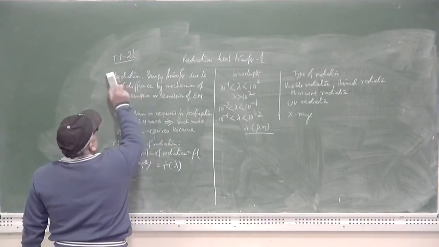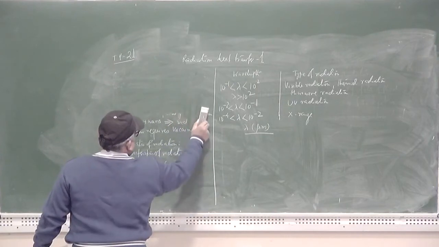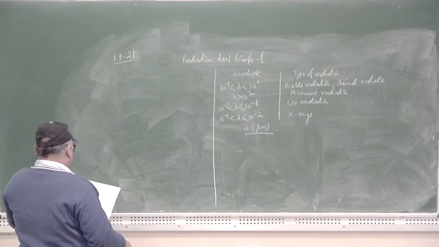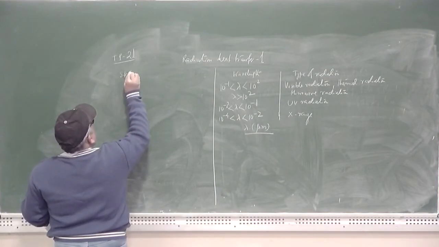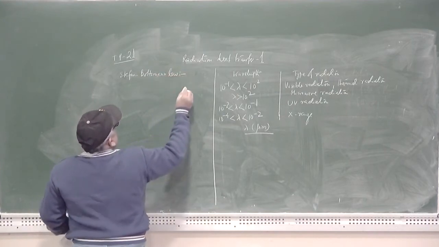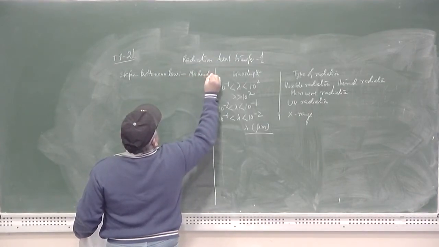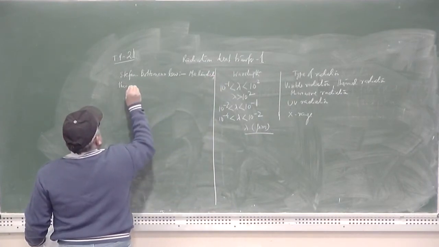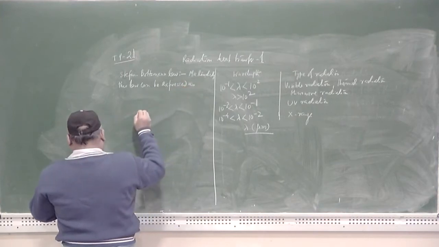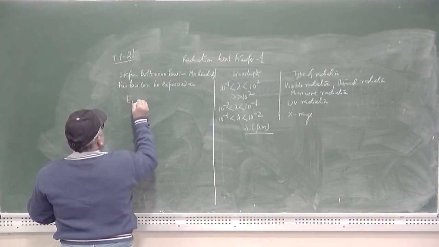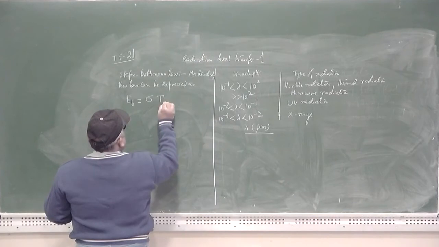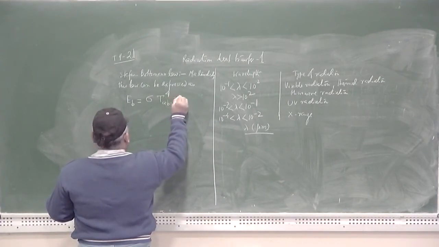Now come to the Stefan-Boltzmann law. Mathematically, this law can be expressed as: the emissive power of an ideal surface, E B, is equal to sigma, the Stefan-Boltzmann constant, into temperature on the absolute scale raised to the power 4.